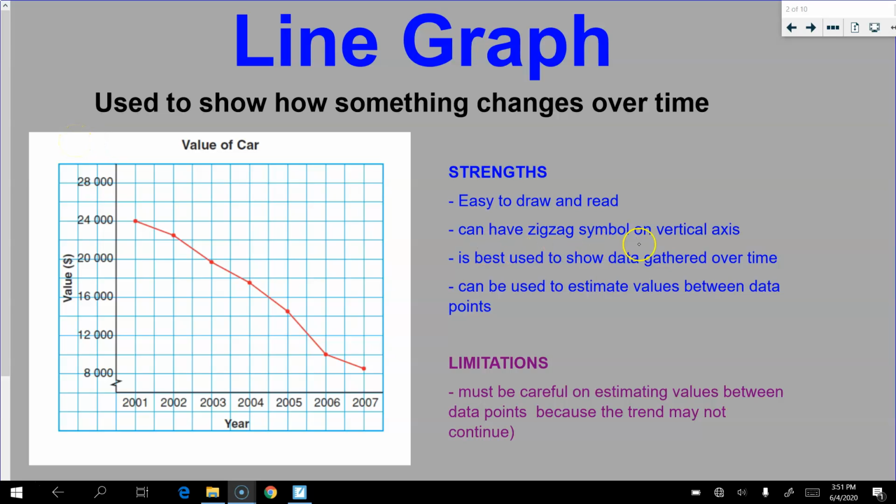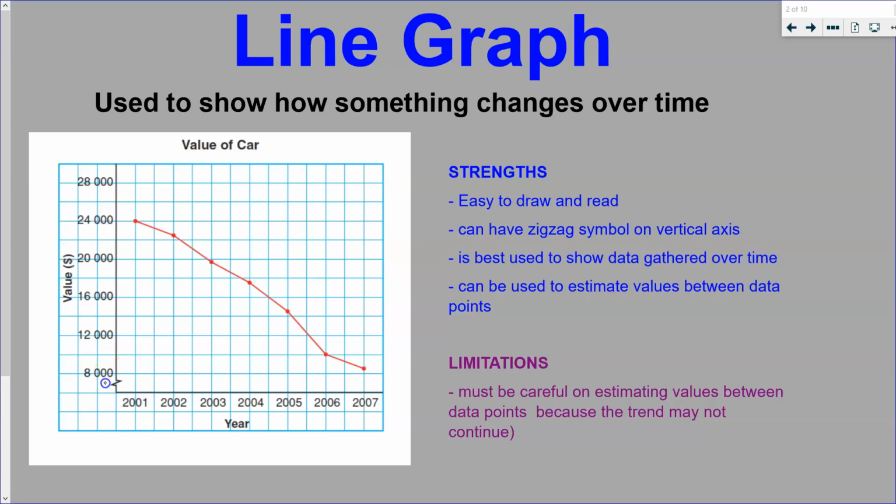It can have a zigzag symbol on the vertical axis. That's this right here. So instead of starting it at 1,000, they started at 8 because that was the lowest number in their data. If they started at 1,000, there would have been this big gap, and then the line graph would have been way up higher. So that's allowable as long as you start and increment by the same amount.